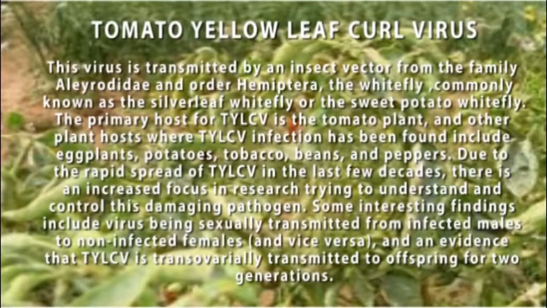Tomato yellow leaf curl virus. This virus is transmitted by an insect vector from the family Aleyrodidae and order Hemiptera: the whitefly, commonly known as the silverleaf whitefly or the sweet potato whitefly. The primary host for TYLCV is the tomato plant, and other plant hosts where TYLCV infection has been found include eggplants, potatoes, tobacco, beans, and peppers.